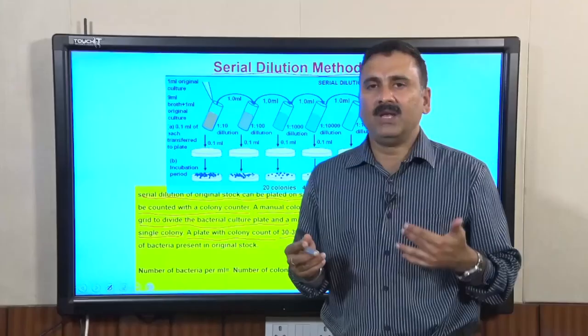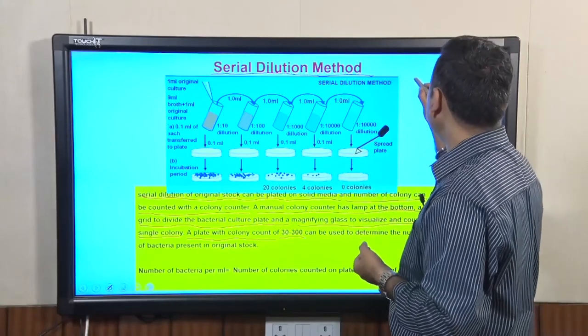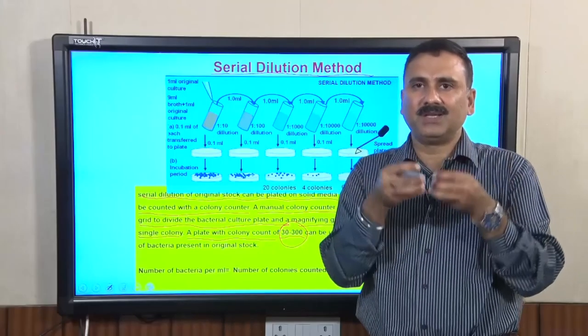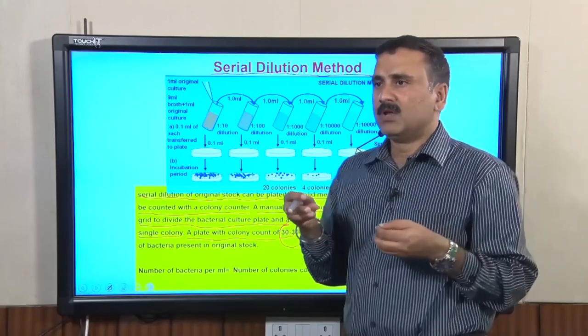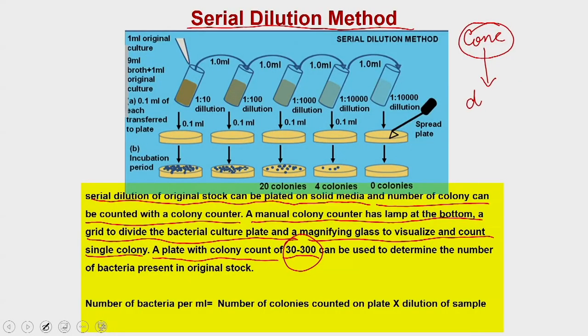So what happens in a plate counting method is, when you have a very highly concentrated stock of bacteria, the number of colonies you get is beyond this number, meaning you are getting thousands of colonies. The other problem is that two colonies merge with each other, and you cannot distinguish whether it is a single colony or a double colony. In those cases, you have to dilute this concentrated stock, and you have to do this dilution in a serial dilution method.